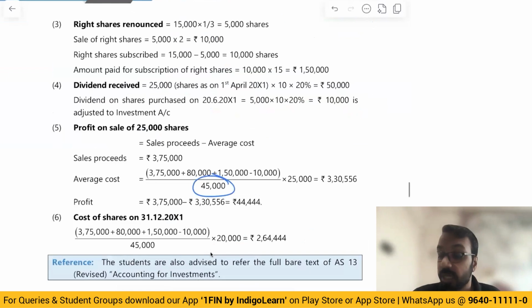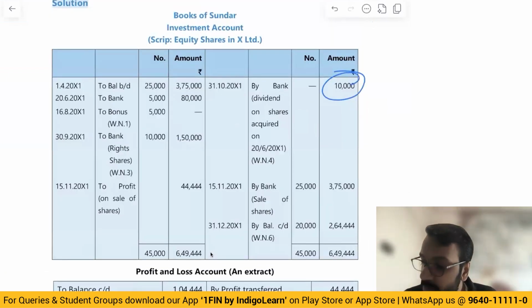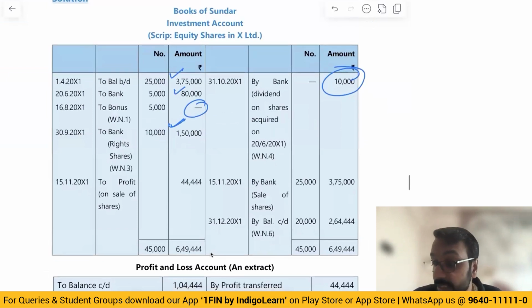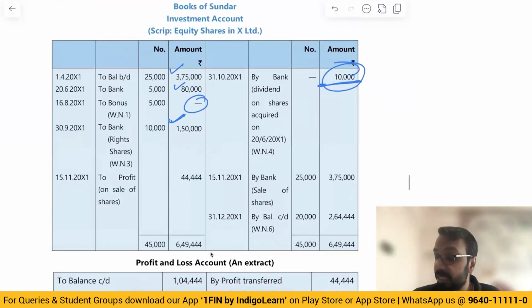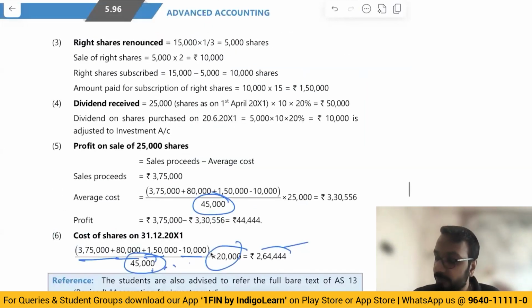So this is 45,000. Now the most important thing you have to keep in mind is, for calculating average cost, you will take the opening cost, whatever you have paid, bonus is 0. Rights issue subscribed cost. The most important is minus 10,000 of this pre-acquisition dividend. So when you do that, 375 plus 80 plus 150 minus 10, divided by 45,000, you get the average cost. That cost multiplied by 20,000 is the closing balance, and we have sold 25,000 shares.